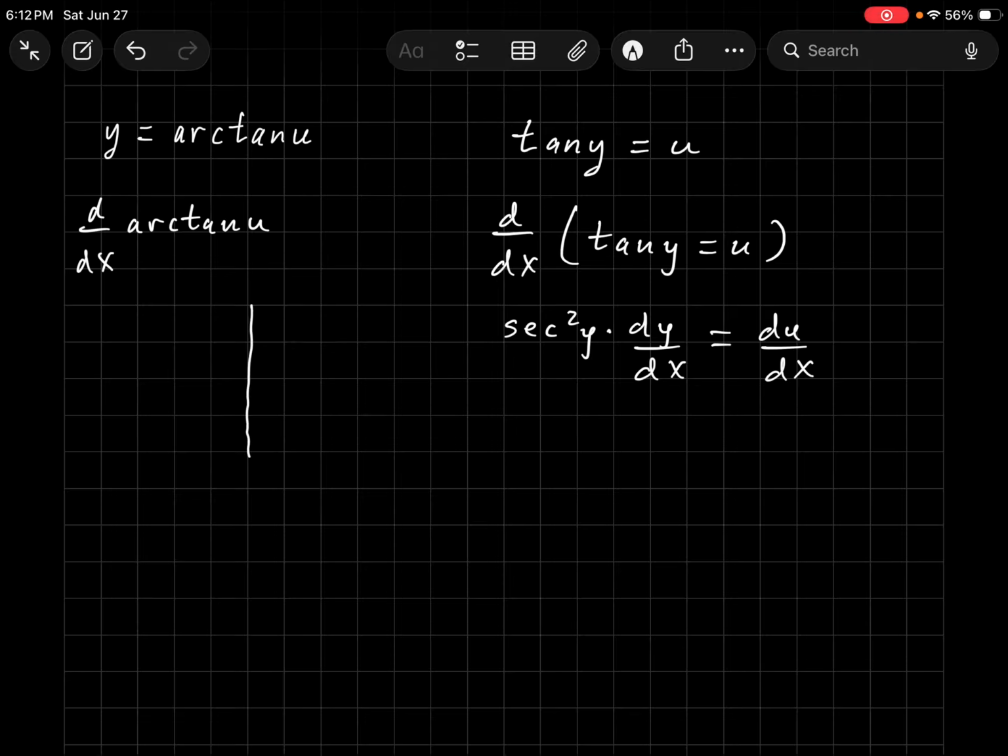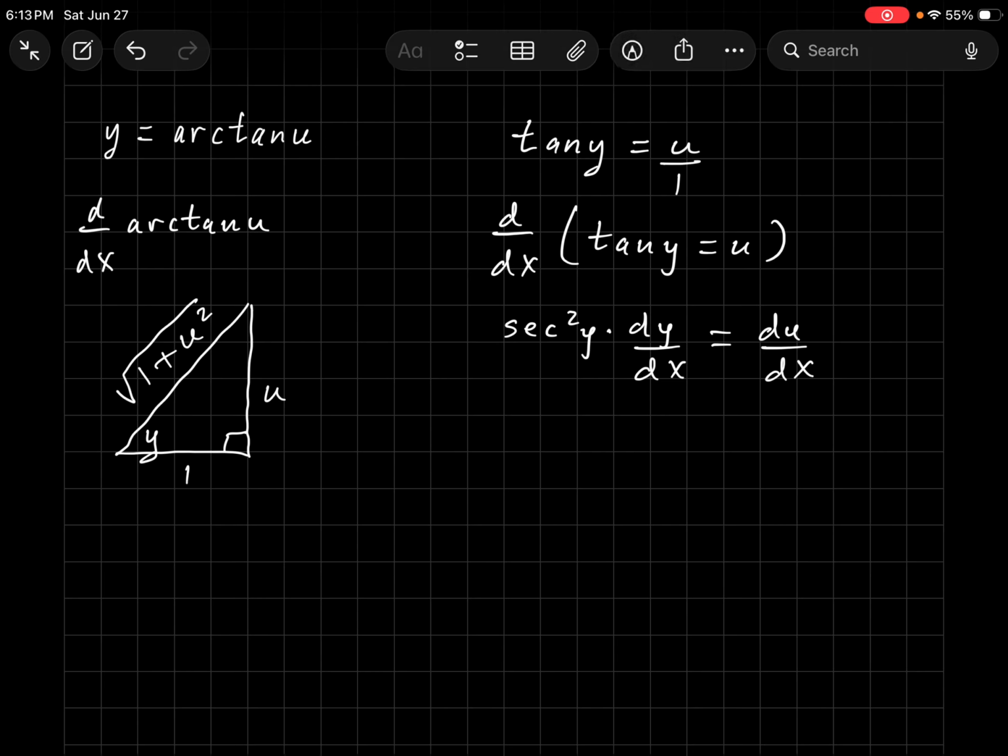Let's build our triangle again. And I'll choose the angle y to be there again. And so if the tangent of y is u, or u over 1, the tangent is opposite u over adjacent 1. The Pythagorean theorem gives us the third side. In this case, it's root 1 plus u squared.